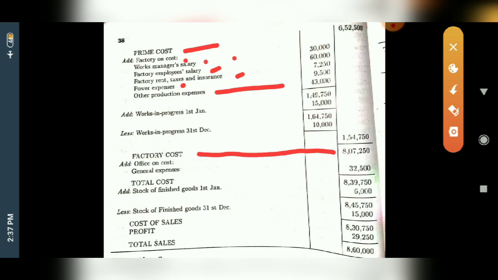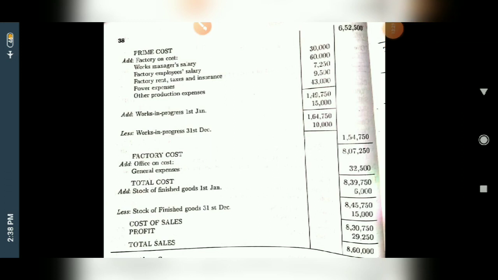Then you have to see work in progress, opening and closing, that is to be taken. So add work in progress opening less work in progress closing, that is done here. After that you will get one amount. From that particular amount you will get your factory cost. Prime cost is to be added to it. Then you will get your works cost. All the factory related things are added and deducted here to get one amount. That amount is to be added to your prime cost to get your factory cost.